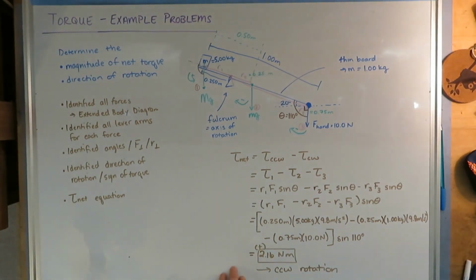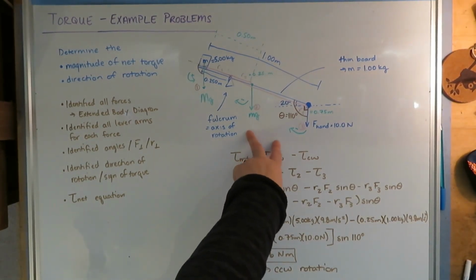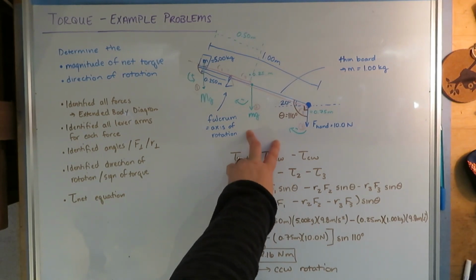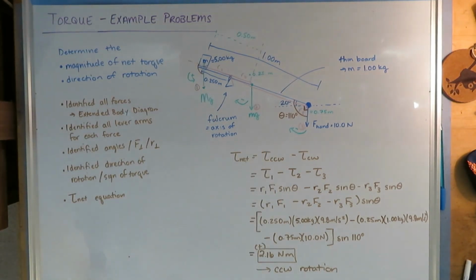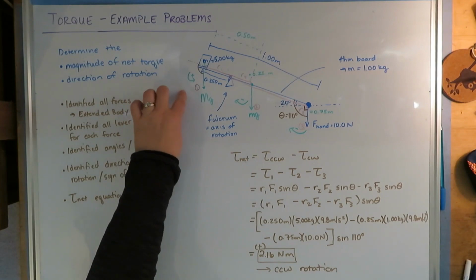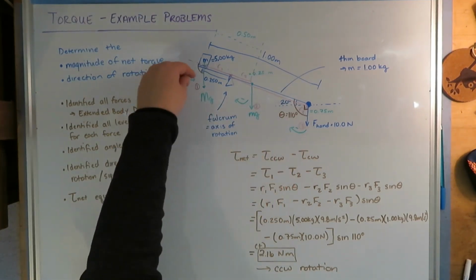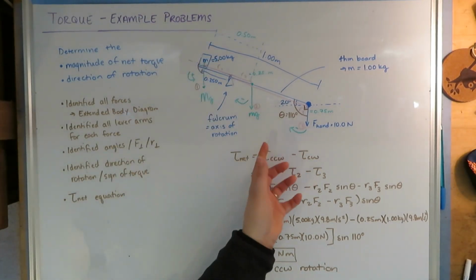So even though there were more forces acting in the clockwise direction, this one is actually larger. This is causing this box to be lowered rather than lifting it up.